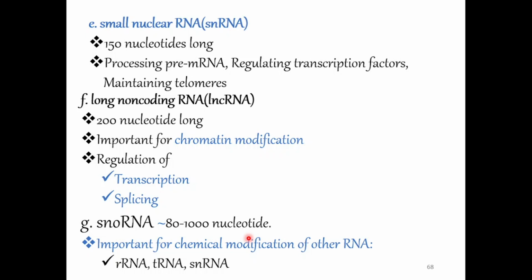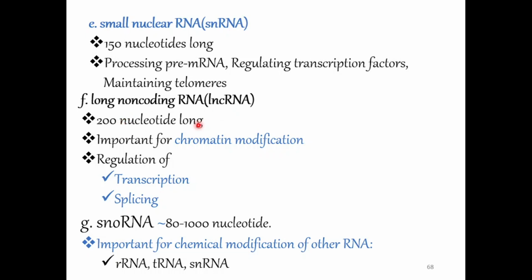Small nuclear RNA is around 150 nucleotides long. It is involved in processing of pre-messenger RNA and regulation of transcription factors. There are so many transcription factors. It regulates them and maintains telomeres on chromosomes. The other, long non-coding RNA, is very long, around 200 nucleotides or more.